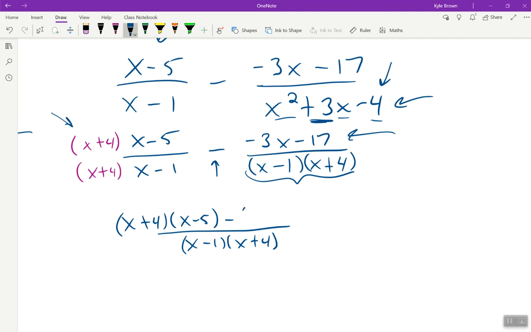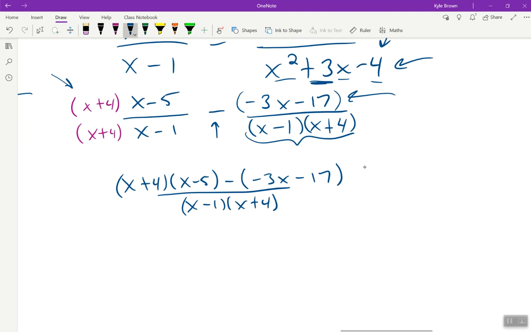It'd be minus, then in brackets, right? Like all of this stuff up top is really in brackets. It's just implied the way it was written there. So in brackets, minus 3x minus 17. Okay, so that's a mess with a bunch of brackets up top, right? So I gotta clean that up.